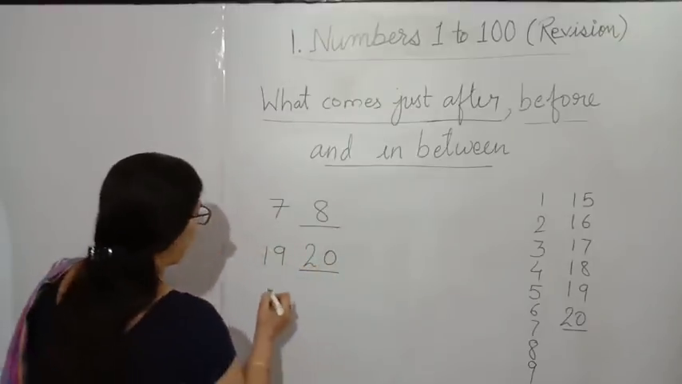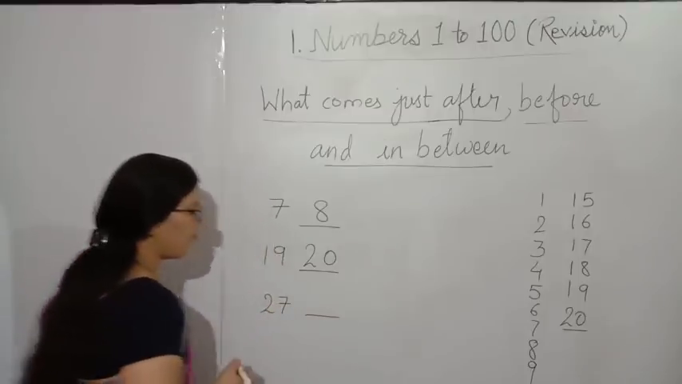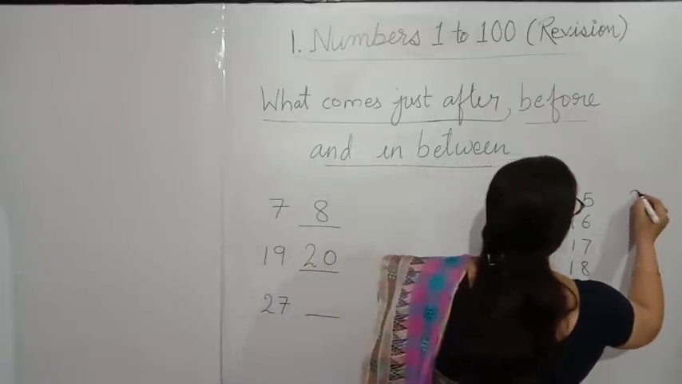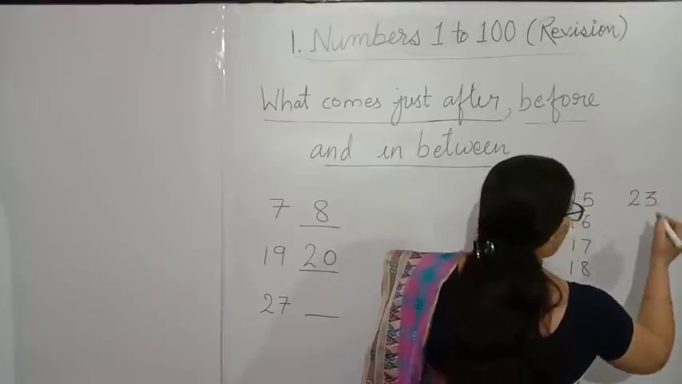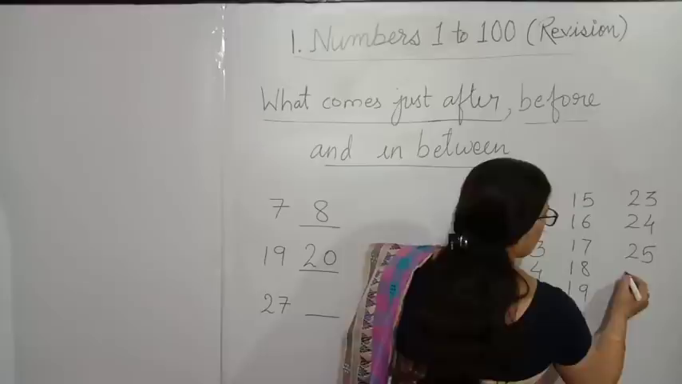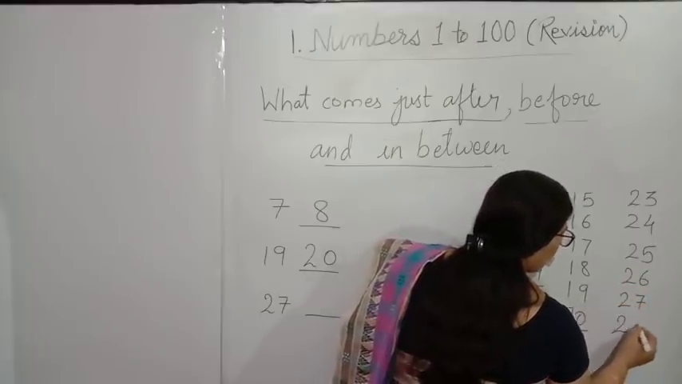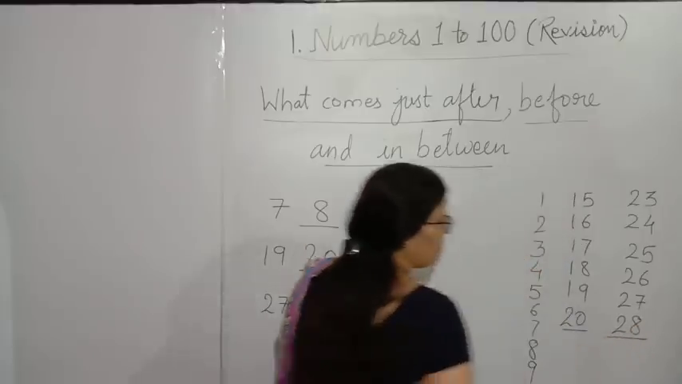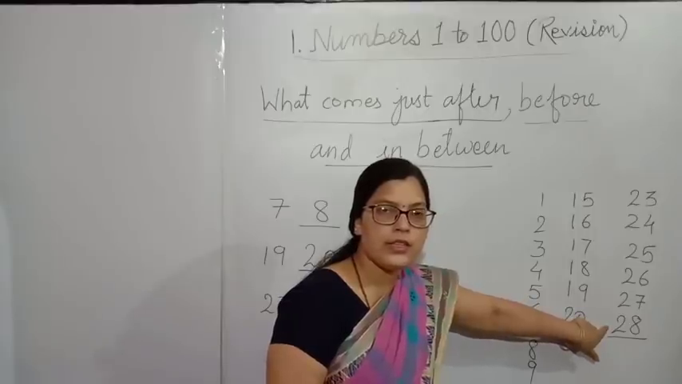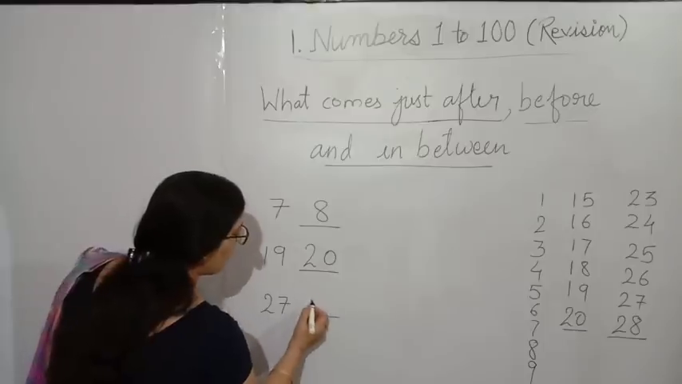Okay, one more example. 27. What comes after 27? We can start counting from 20. Suppose I am counting from 23, 24, 25, 26, 27 and 28. What comes after 27? Which number is next to 27? It is 28.